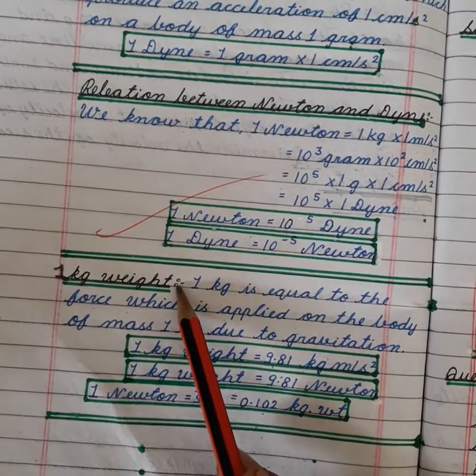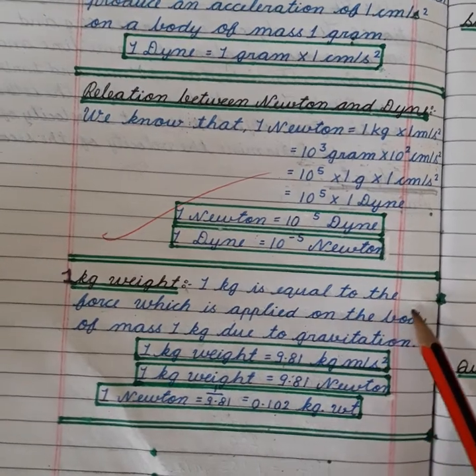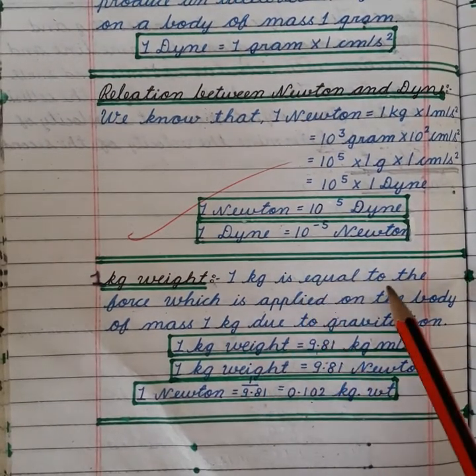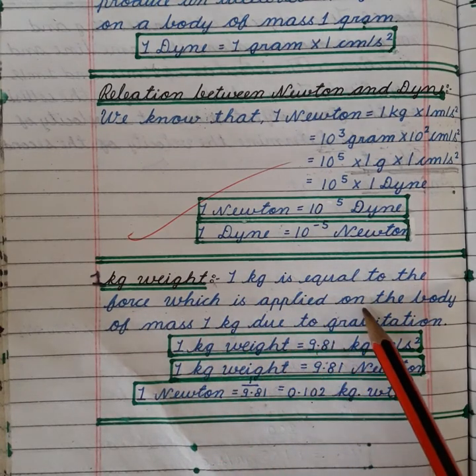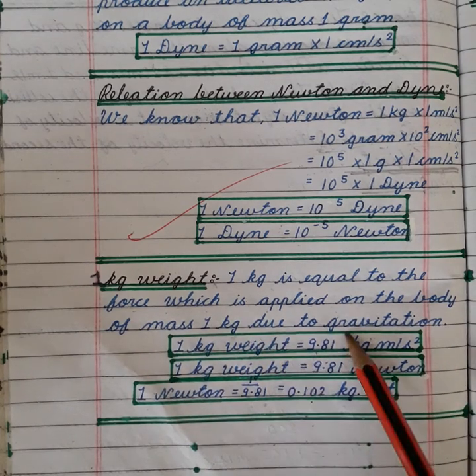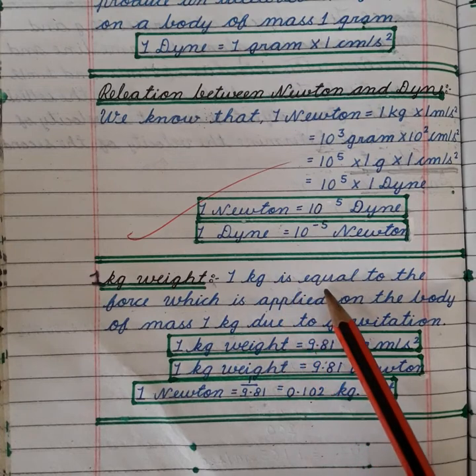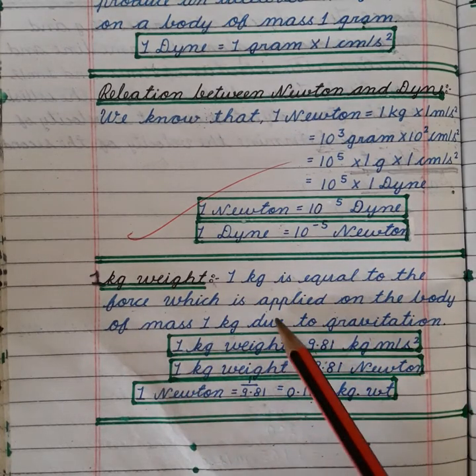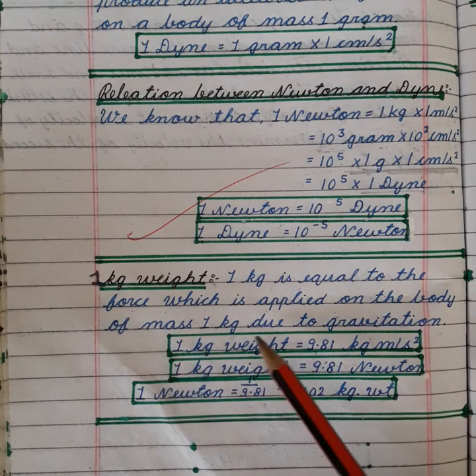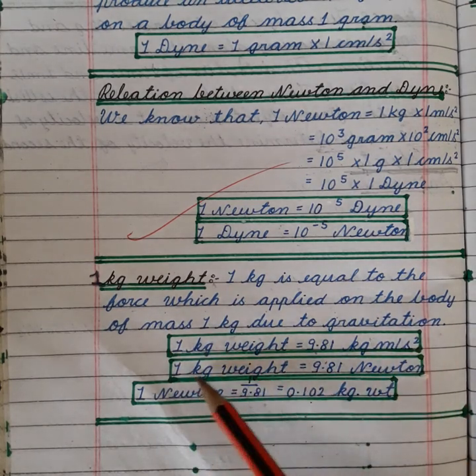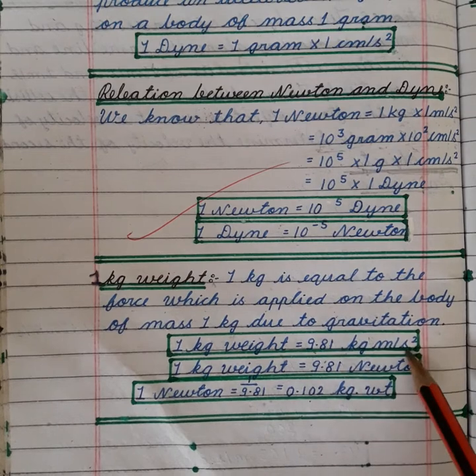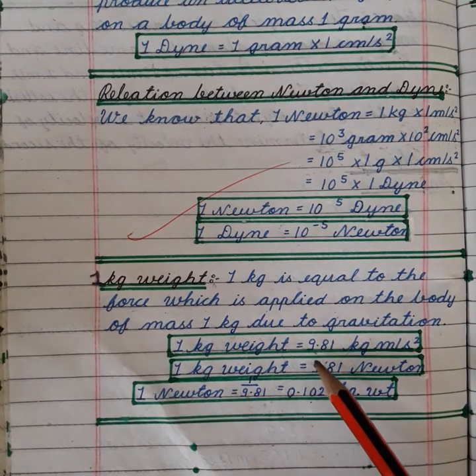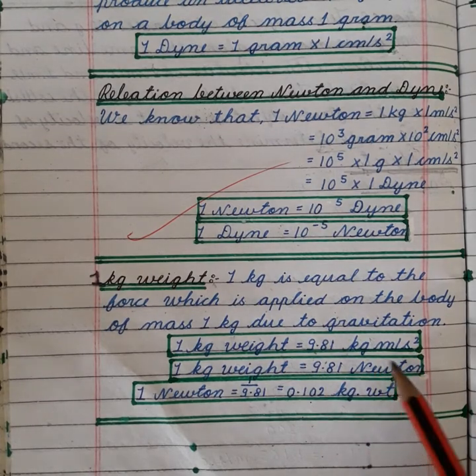Next, 1 kg weight. 1 kg weight is the force which is applied on a body of mass 1 kg due to gravitation. 1 kg weight equals 9.81 or 9.8 kg meter per second square, and 1 kg meter per second square is equal to 1 Newton.